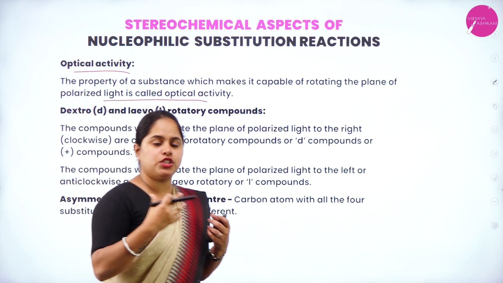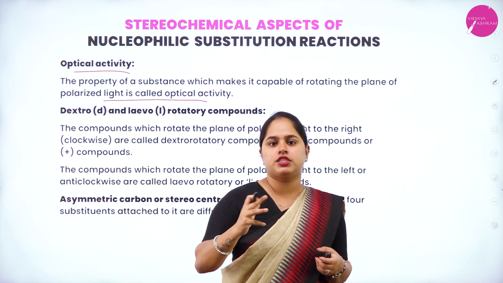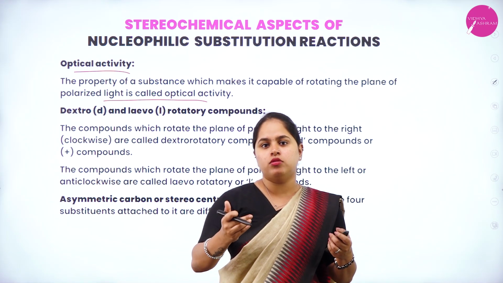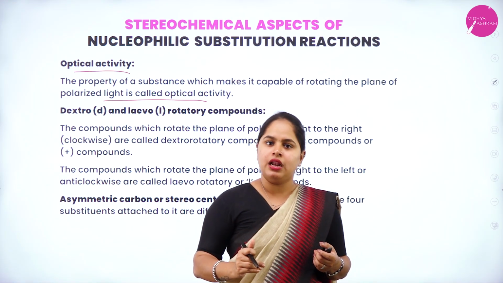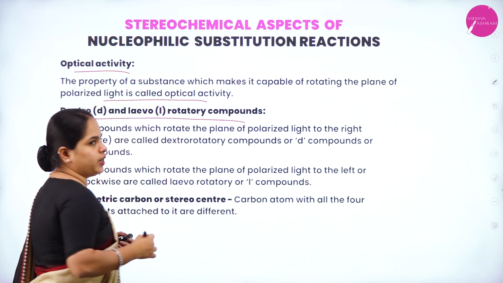So, these compounds which have the ability to rotate the plane polarized light either towards the right or left should have that ability. Those compounds are said to show optical activity. Okay. Now, moving on to the next one, dextro and levorotatory compounds.